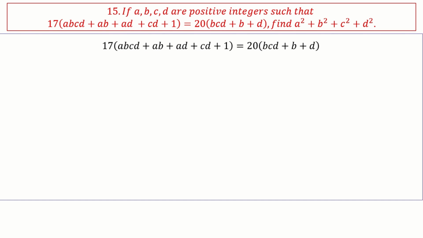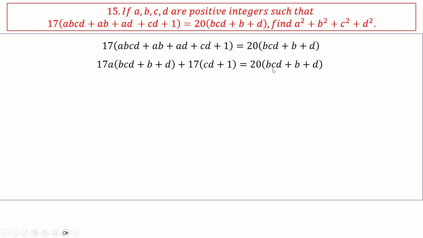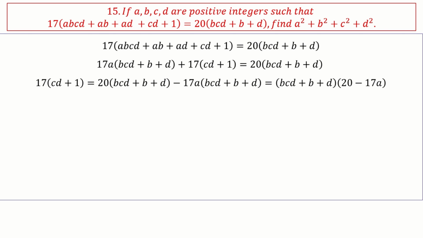17 times (ABCD plus AB plus AD plus CD plus 1) equals 20 times (BCD plus B plus D). Now look, BCD, B, D is there and A is common. So take A common. It becomes 17A times (BCD plus B plus D) plus 17 times (CD plus 1) equals 20 times (BCD plus B plus D). If I simplify it, 17 times (CD plus 1) equals (BCD plus B plus D) into (20 minus 17A).